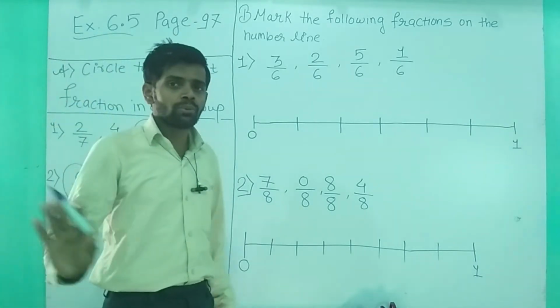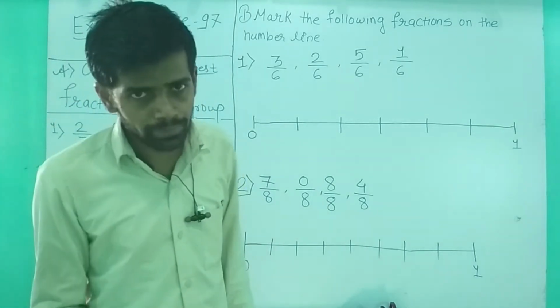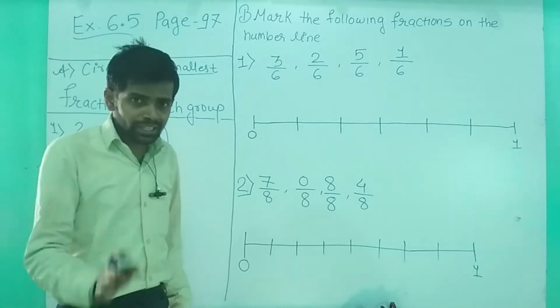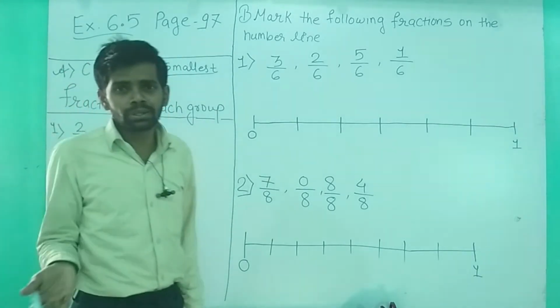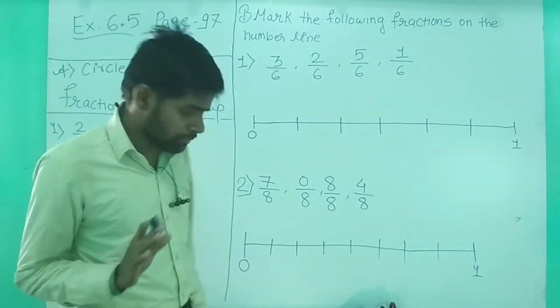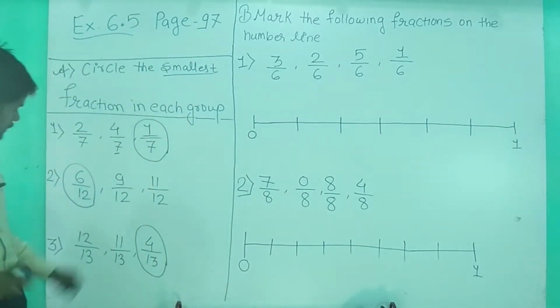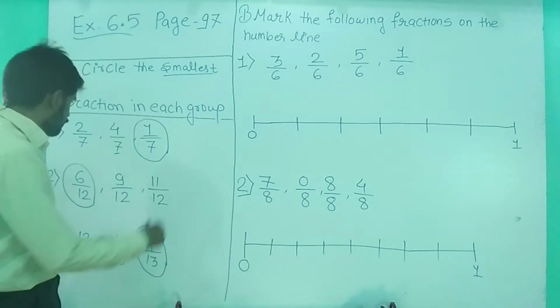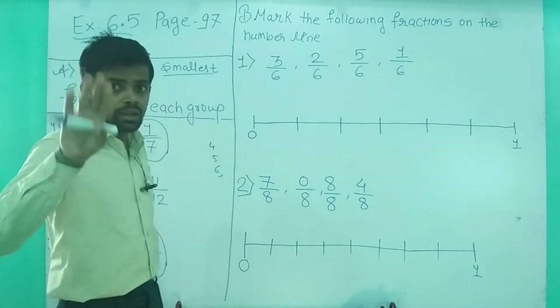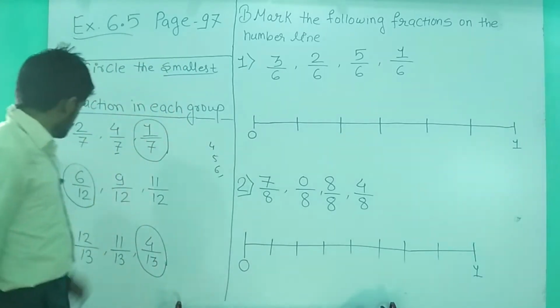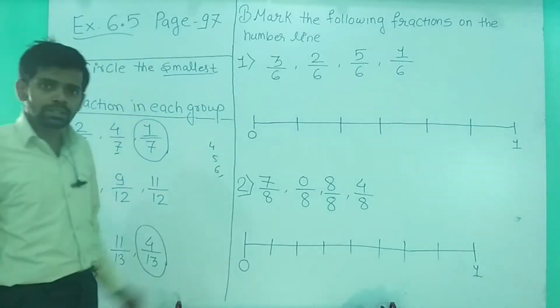I hope you understand how to find the smallest fraction. But it is applicable only and only for like fractions. If the fractions are like fractions, we only compare the numerators and the work is finished. Now let's move. Wait a minute. Question number 4, question number 5 and question number 6, you have to solve. You have to solve these 3 questions.